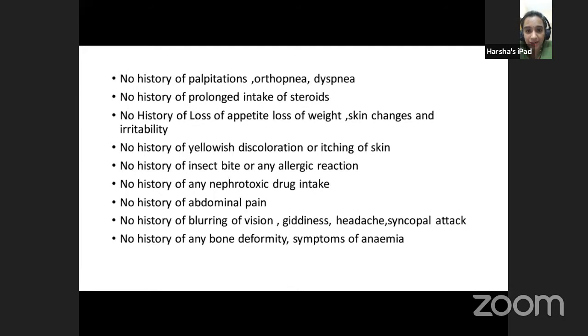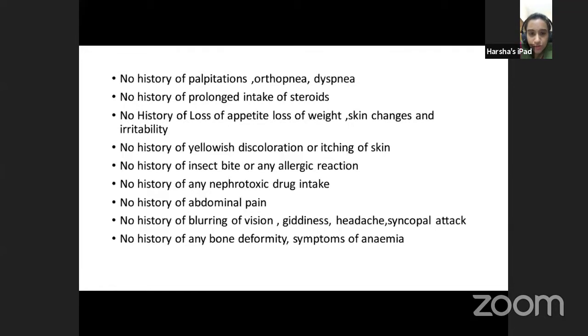So this nephrotoxic drug intake that you've asked for would be AKI, and any progressive bone deformities and symptoms of anemia. So you can't put it as symptoms of anemia. What will you put it as? Fatigability. Easy fatigability, irritability, again loss of appetite. Okay, so all those will be symptoms of anemia, and this would suggest CKD. So that's a well taken negative history.